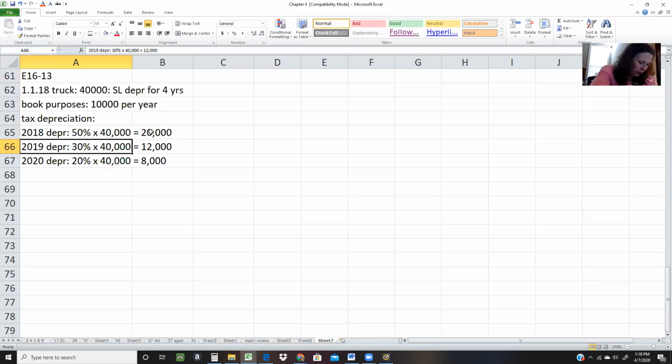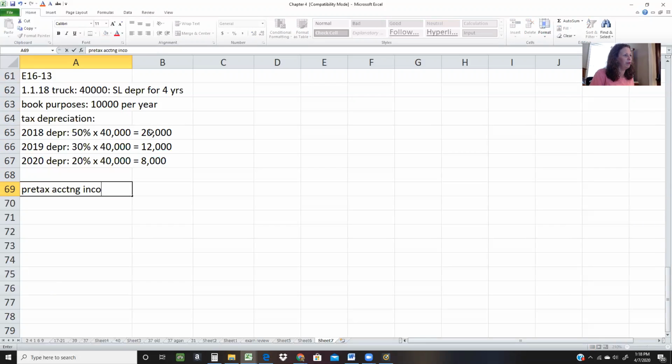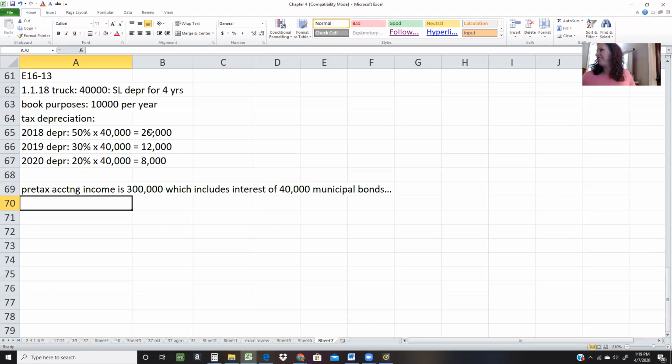So what does it say next? Pre-tax accounting income is 300,000, which includes interest of 40,000 of municipal bonds. All right, that's exciting.